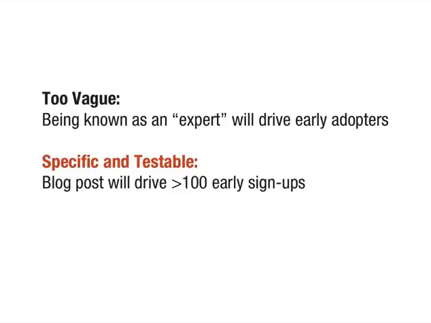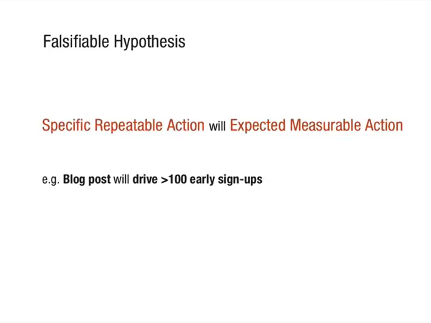Here is the same belief turned into a more specific and testable falsifiable hypothesis. This time, I'm going to take a specific action, which in this case is writing a blog post, and as a result of that action, I expect to see at least 100 signups. This time I clearly know how to both measure and declare success. Here's a simple formula I use for crafting falsifiable hypotheses. It starts with a specific repeatable action on the left-hand side that will drive an expected measurable outcome on the right. As simple as this step sounds, I often find entrepreneurs reluctant to make such predictions.